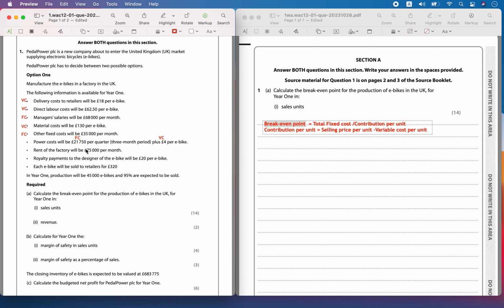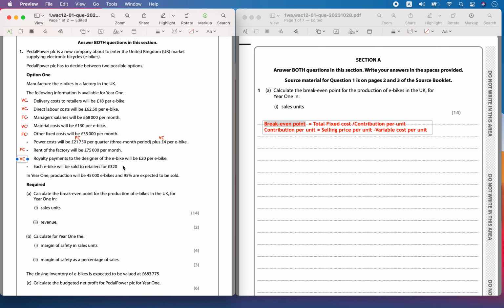Next is the rent of the factory. It will be 75,000 per month. We can see that it is not dependent on the number of e-bikes sold, so this is also going to be your fixed cost. Next, royalty payments to the designer of the e-bike will be £20 per bike. It is dependent on the number of bikes sold. If he sells more bikes, more royalty payments have to be made. So this is a variable cost.